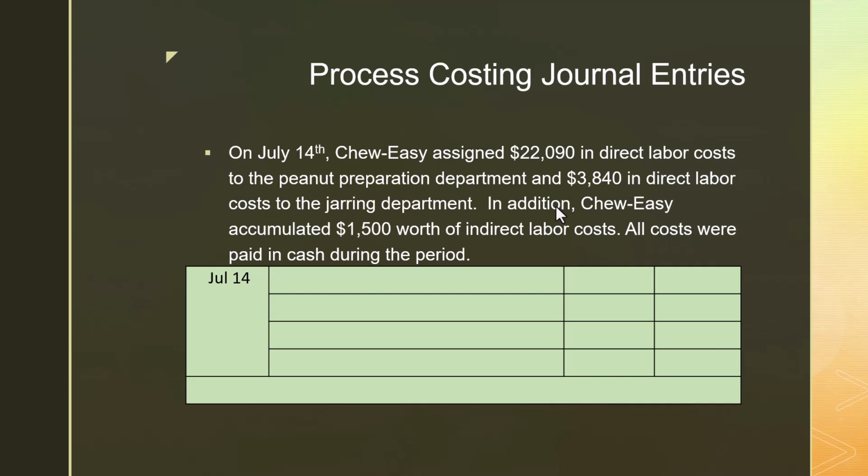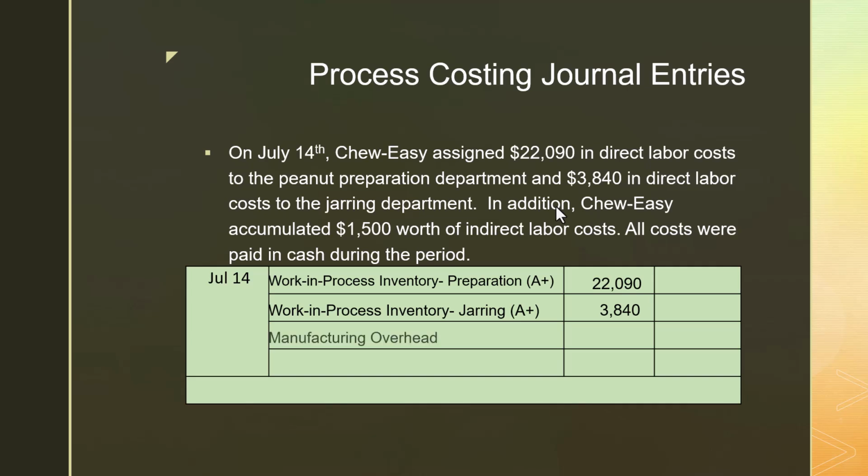Just like before, those are costs that were incurred in the process of making this inventory. So we would start with a debit to WIP inventory for each of the departments for the amount that department incurred in direct labor costs during the period. And then if we have indirect labor costs, which we do down here, they accumulated $1,500 worth of indirect labor costs. That is still a very actual but untraceable expenditure that we have. We would throw it in our manufacturing overhead, how we throw all actual costs into that account, and that is with a debit. So we would have a debit to MOH for $1,500.